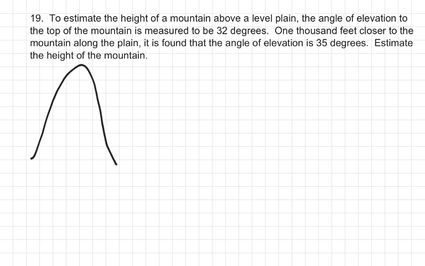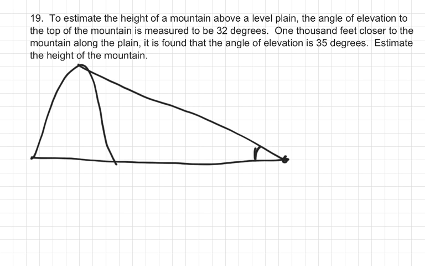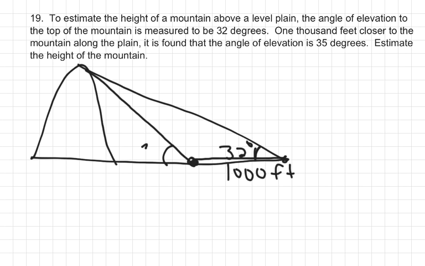Here's a mountain, and here's my level plane. From this point here to the top of the mountain, we're going to say is 32 degrees. But if I move 1,000 feet closer, which we'll say is here, so this is 1,000 feet. Oops, I should make that actually say 1,000. The angle of elevation to the top of the mountain is instead 35 degrees. We want to find how high the mountain is.